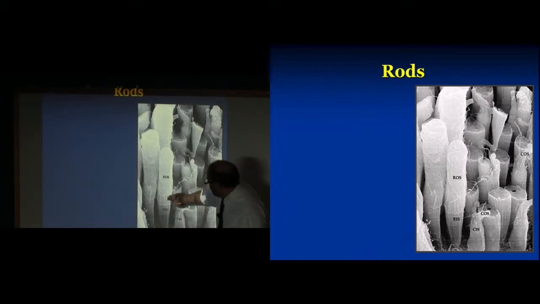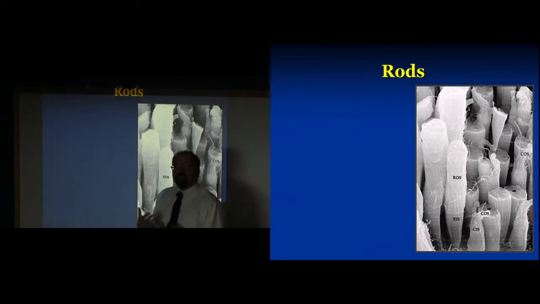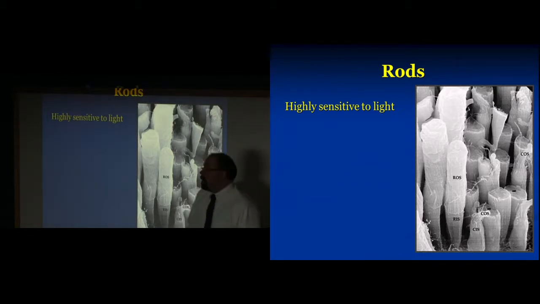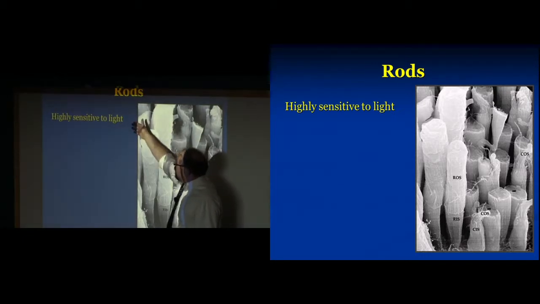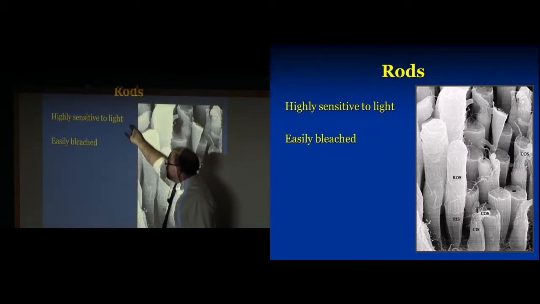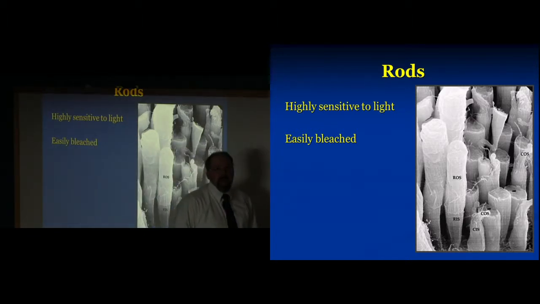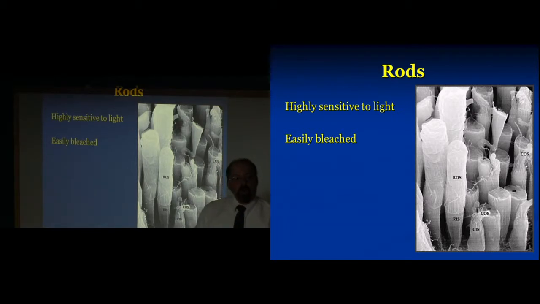The main difference between cones and rods is not the inner segment. It's actually the outer segment. And you can see rods have a much bigger outer segment. That gives them more photopigment, which may be part of the reason why rods are more responsive to light than cones are. So just in general, this is, I'm sure, review. They're highly sensitive to light. They're easily bleached. And what I mean by that is that they can run out of photopigment.